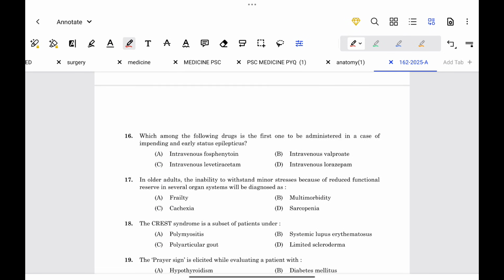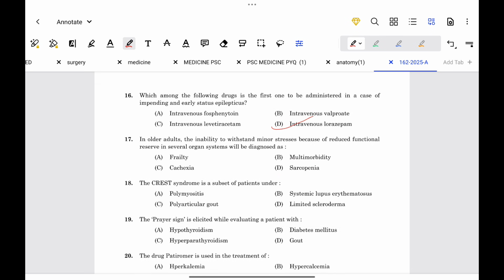Which among the following drugs is the first one to be administered in a case of impending and early status epilepticus? It is IV lorazepam. Next question. In older adults, the inability to withstand minor stresses because of reduced functional reserve in several organ systems will be diagnosed as frailty.